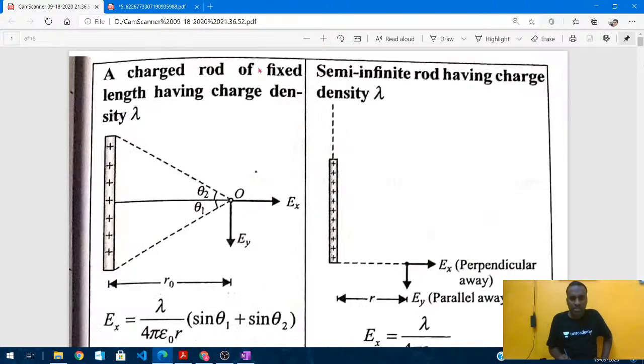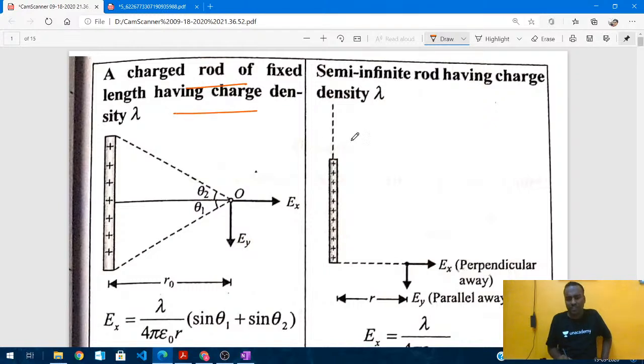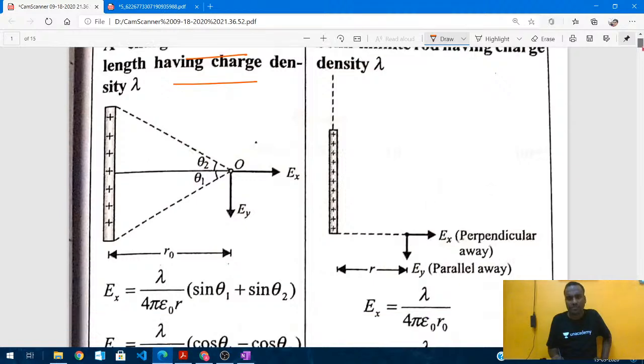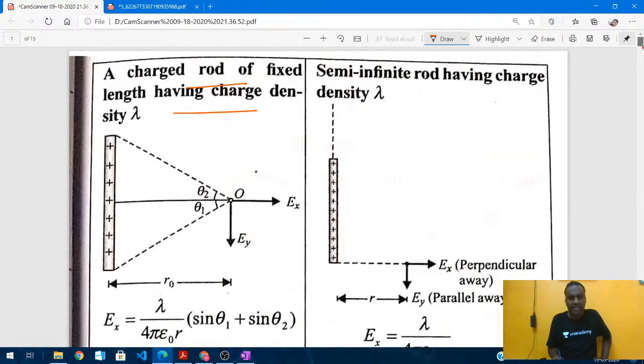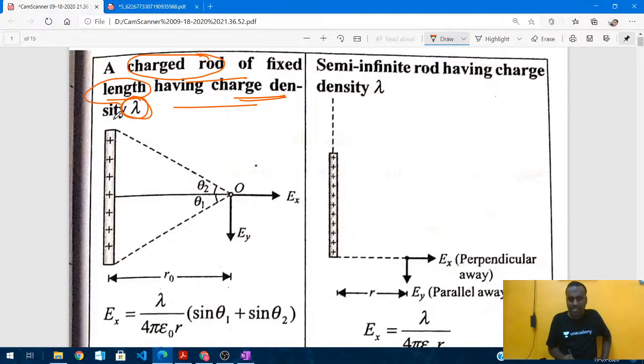Then a charged rod, now continuous charge distribution. For a point charge, as I told you, the electric field is 1 by 4 pi epsilon naught Q by R square. In the case of continuous charge distribution, consider a charged rod of fixed length having a charge density lambda. Then for an infinite charge distribution, I'll take that also. This proof is not required since you are going to write the test.